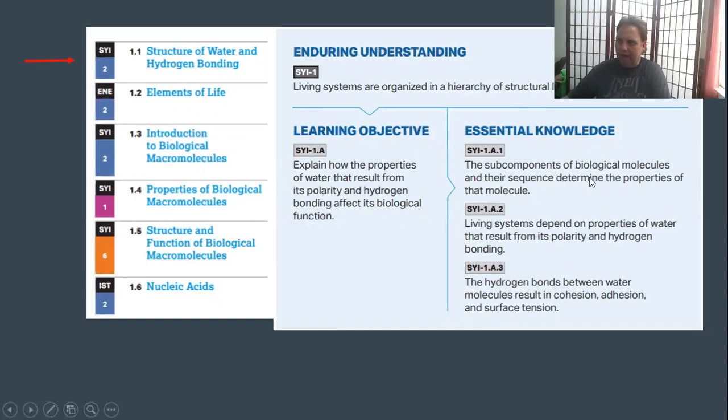So you need to read that. The subcomponents of biological molecules and their sequence determine the properties of that molecule. Living systems depend on properties of water that result from its polarity and hydrogen bonding. And the hydrogen bonds between water molecules result in cohesion, adhesion, and surface tension.